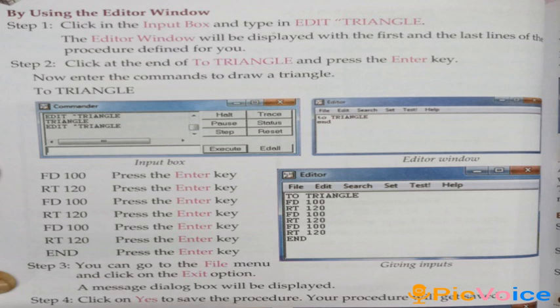Step 3. You can go to the file menu and click on the exit option. A message dialog box will be displayed. Step 4. Click on yes to save the procedure. Your procedure will get saved.